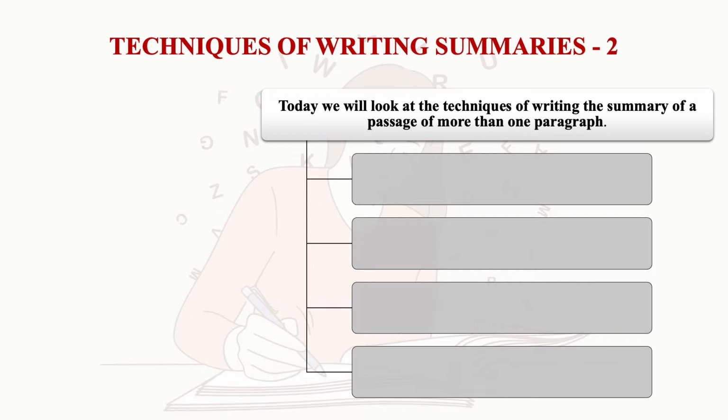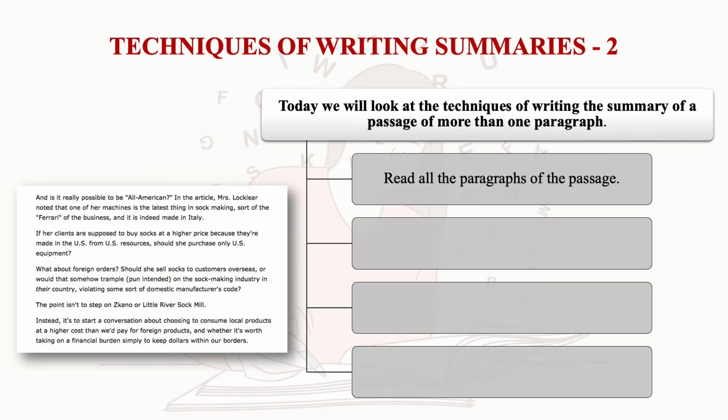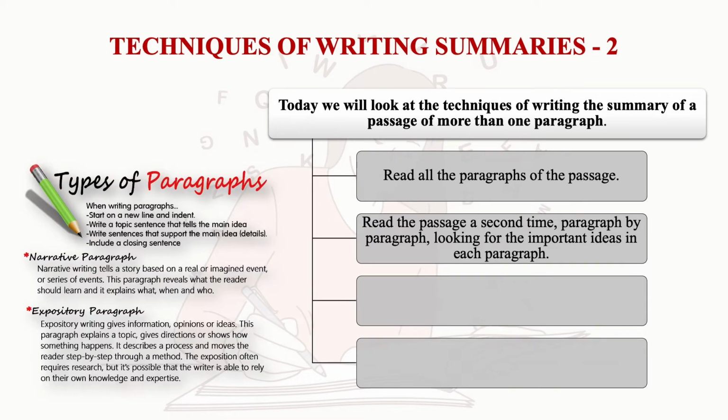Today, we will look at the techniques of writing the summary of a passage of more than one paragraph. The steps would be: the first one, read all the paragraphs of the passage. Second, read the passage a second time, paragraph by paragraph, looking for the important ideas in each paragraph.